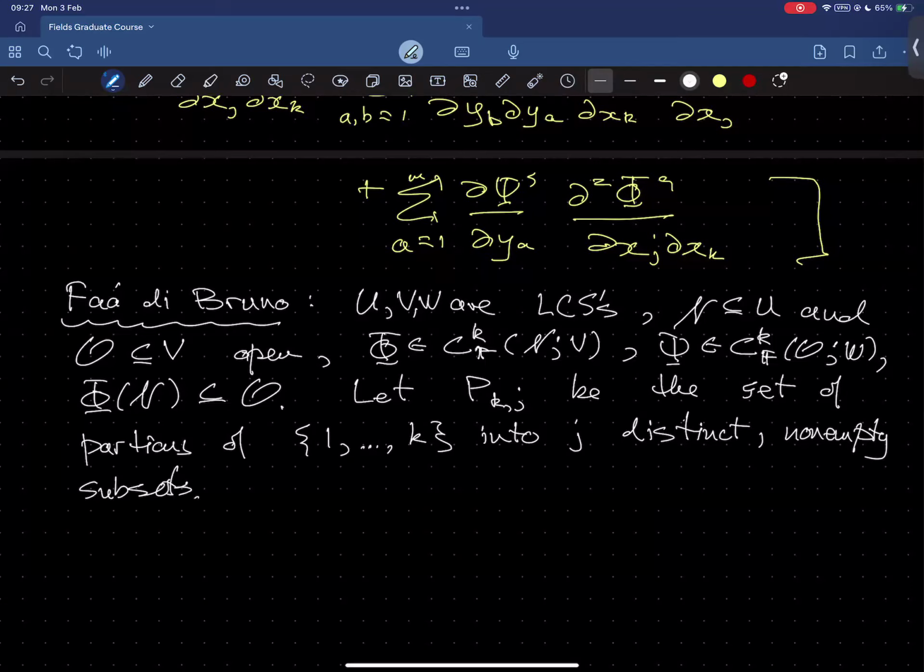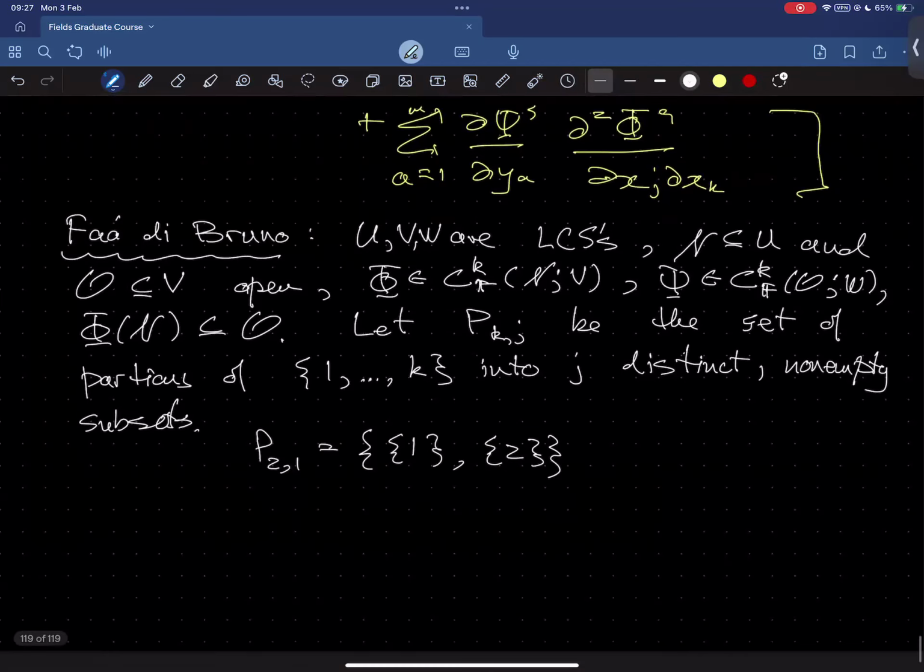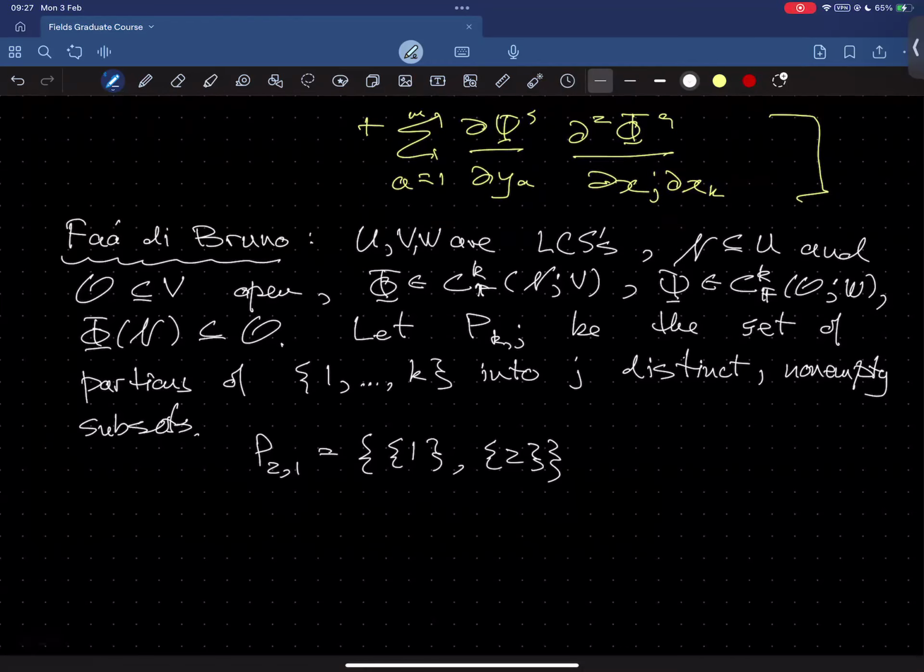Okay. And so for example, P_{2,1} is okay. And I'll let you write down some other versions of that. Now the actual number of elements in P_{k,j}, there's not some nice factorial formula for that. It is whatever it is.